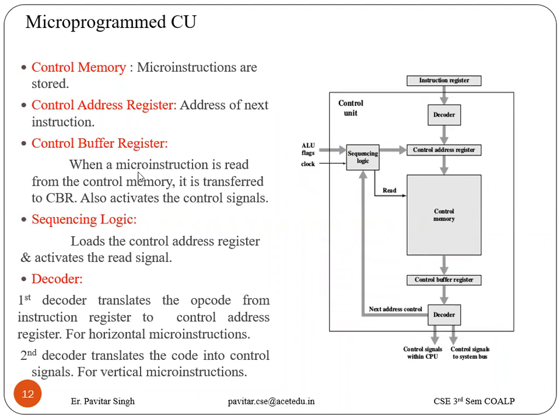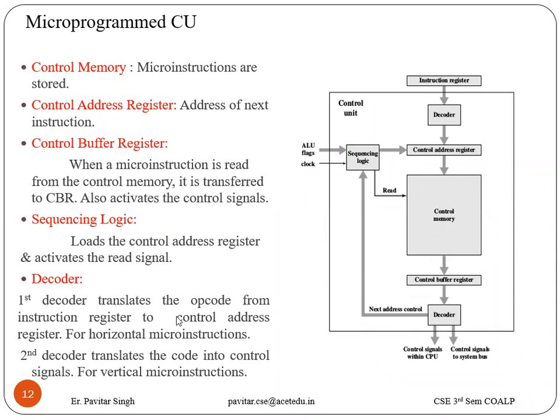So control buffer register: when a micro instruction is read from the control memory, it is transferred to the control buffer register. It also activates the control signals. Then we have a sequencing logic. It loads the control address register and activates the read signal. Then we have decoder. Two decoders are used over here, number 1 and number 2.